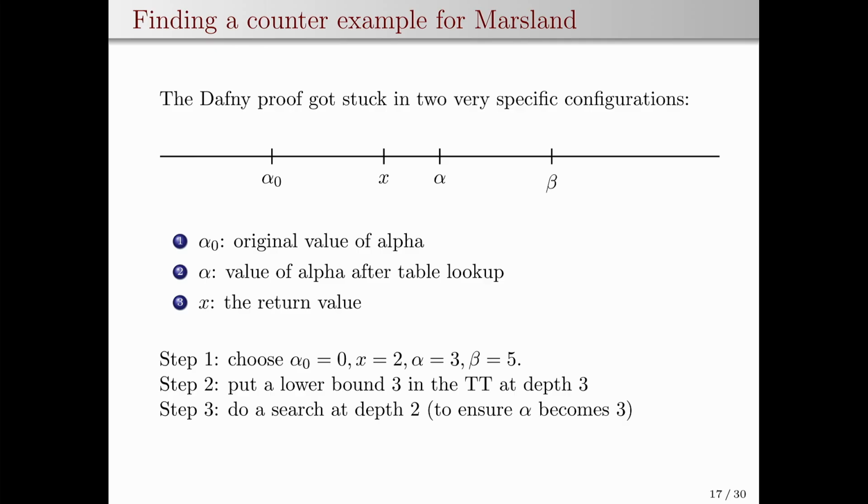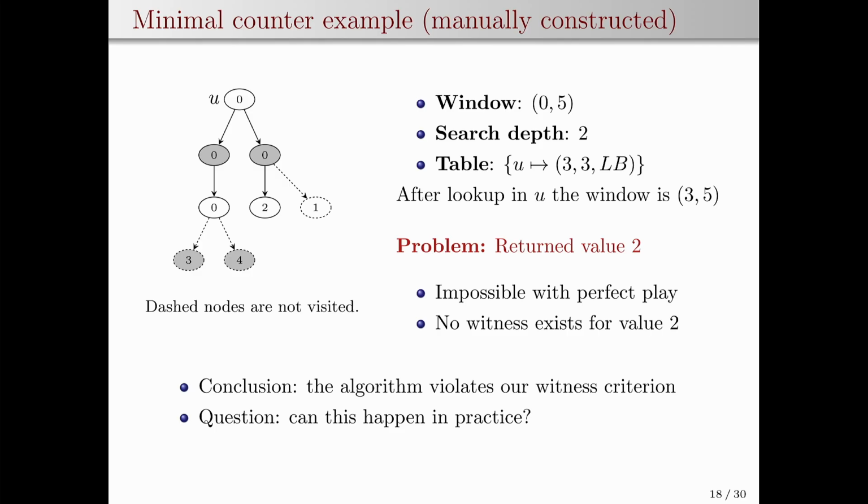And for that, Dafny was actually quite helpful, because we almost managed to prove it. There were just two configurations where we were unable to prove the postcondition, and this is just one of them, where the initial alpha value was moved to the right because of a lower bound hit in the transposition table, and the end result was between those alpha values. That was the difficult problem, and this inspired us to look at this as a possible counterexample.